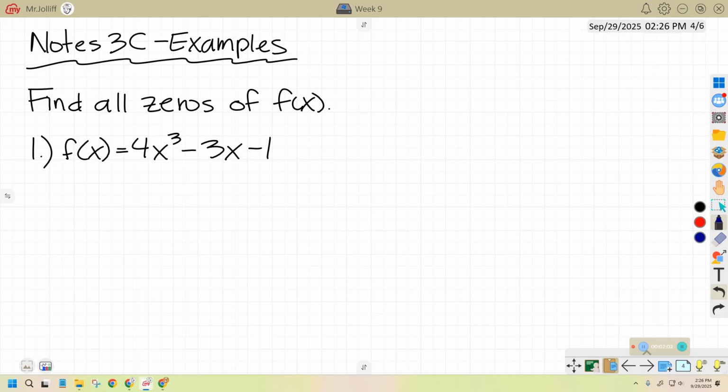Is this polynomial factorable? No. He's a cubic. He's not a squared. Can't really do much with him. So we don't know how to factor him with the tools we have in our toolbox. So the next thing we're going to do is make a list of all of our rational zeros.